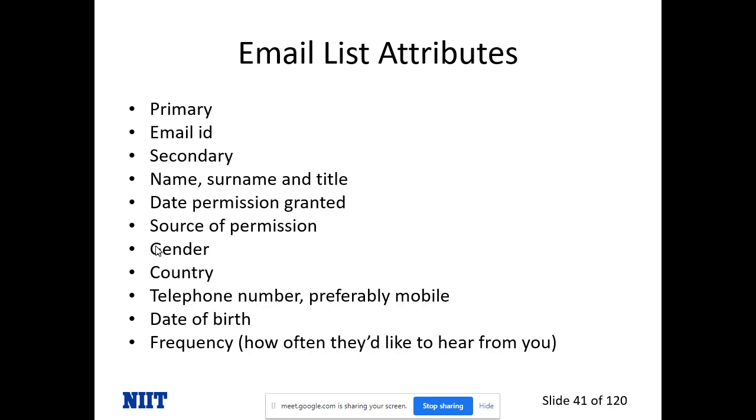Okay. Email list attributes: we have primary, right, email ID, secondary, name, surname, title. So you will see these things basically जब आप email list बनाते हैं, practically देखेंगे. ये आपको पता ही, ये सारी चीजें ज़्यादातर फॉर्म पे होती है. What is your gender, where are you from, what is your number, when are you born, right? How often they like to hear from you. Frequency means कितनी देर, कितनी बार आप एक ही बंदे को ईमेल करोगे.